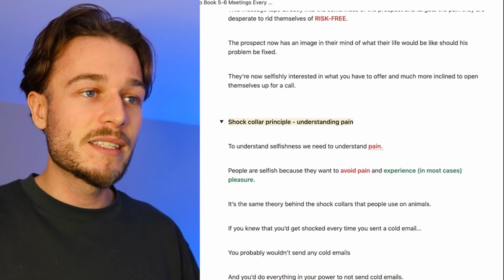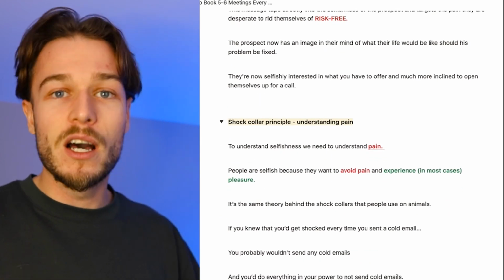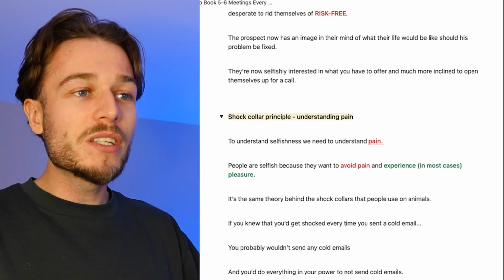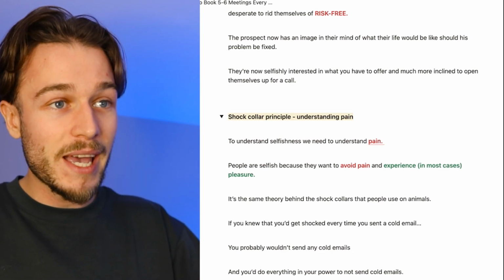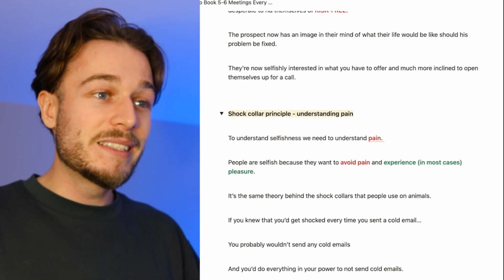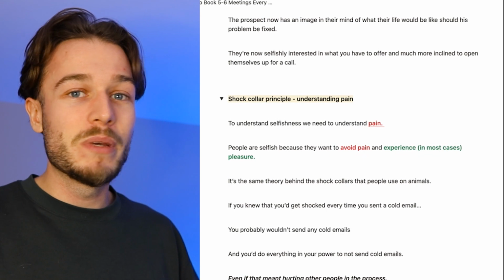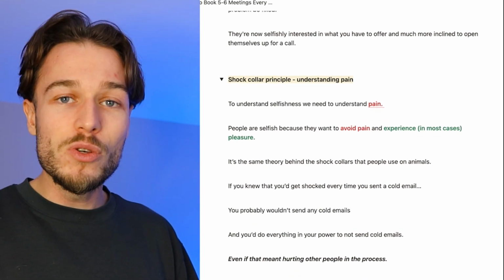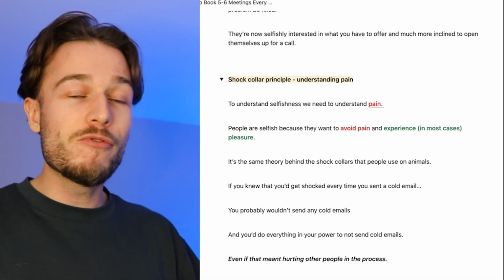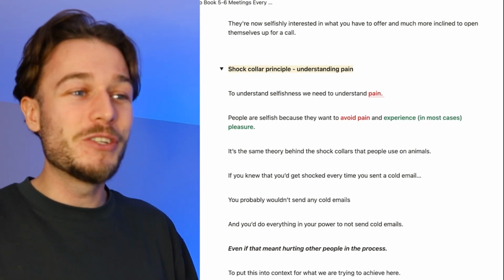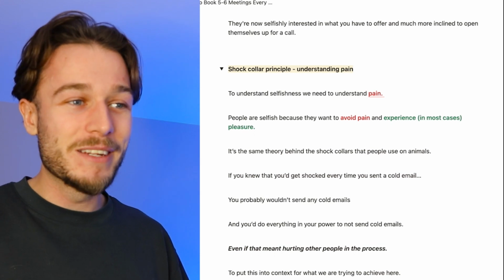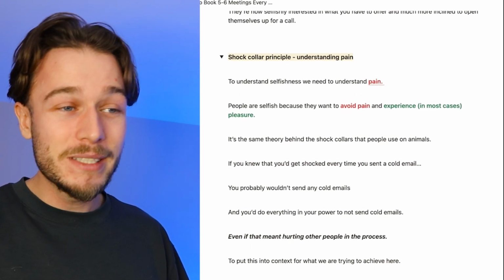So to understand selfishness, we first need to understand pain. People are selfish because they want to avoid pain and experience, in most cases, pleasure. Okay? It's the same theory behind shock collars that people use on animals. If you knew that you were going to get shocked every time you sent a cold email, you probably wouldn't send a cold email, okay?